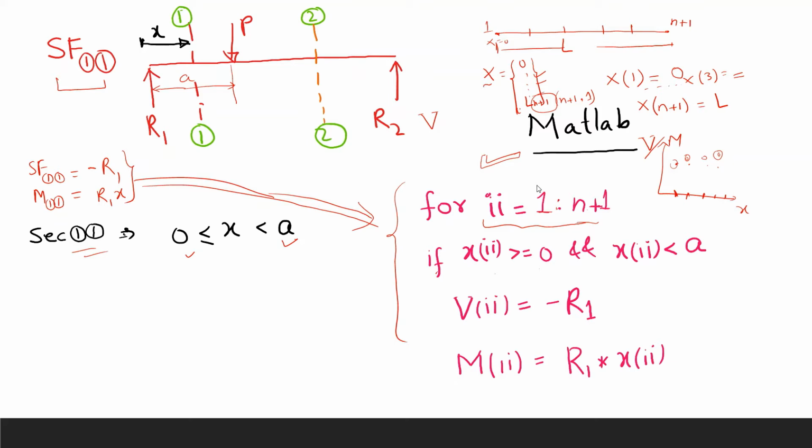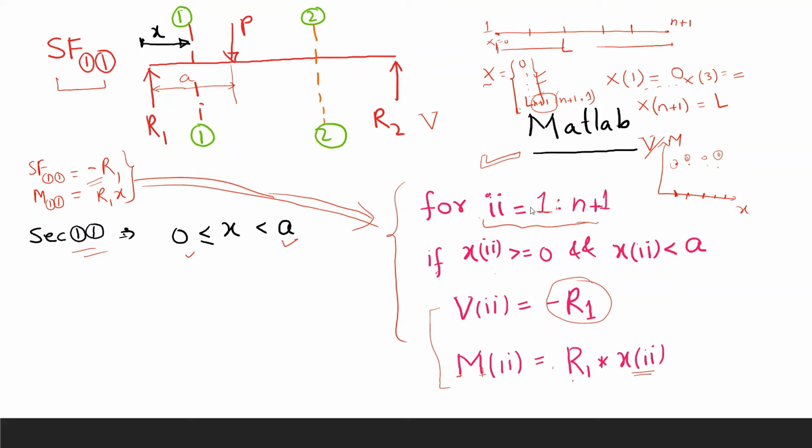So if x is greater than or equal to 0 and x is less than a, what would the shear force be? We have written here that the shear force was minus R1, so it would be minus R1. And the bending moment within that section, M of i, would vary from this point to this point, for i equals 1, i equals 2, and it would continue. It would be R1 multiplied by x of i. So we will get the shear force and bending moment within this section 1.